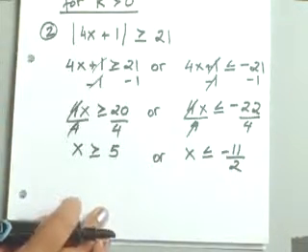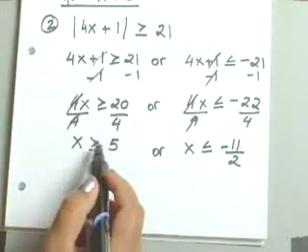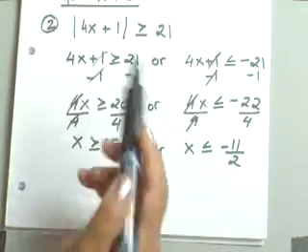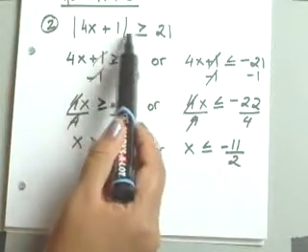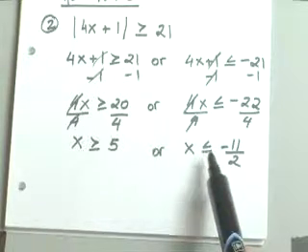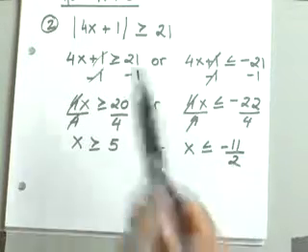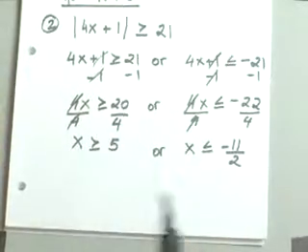So that is basically telling us that if the value of x is greater than or equal to 5, then this expression will have a distance of greater than 24, and if x is less than or equal to negative 11 halves, again your distance will be greater than 24.